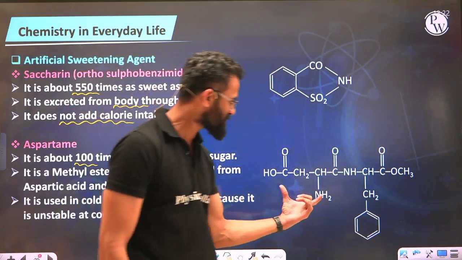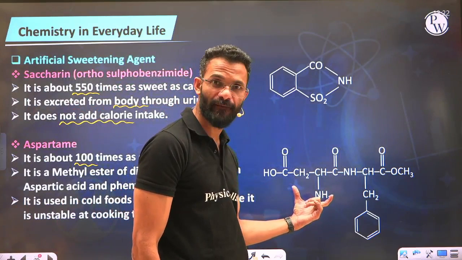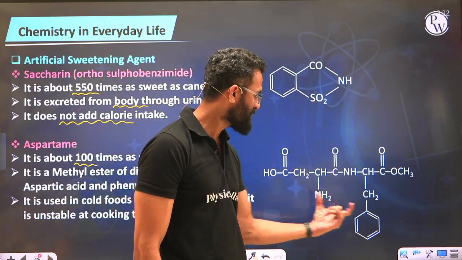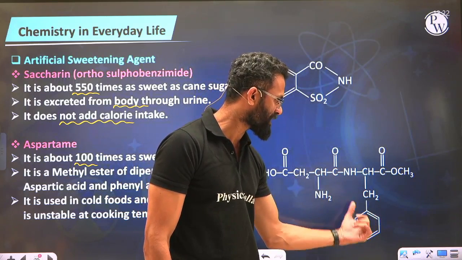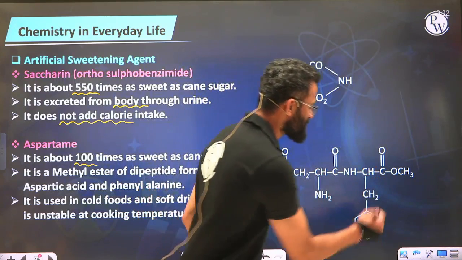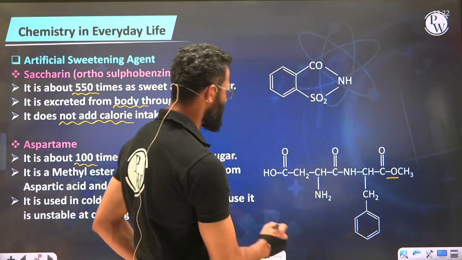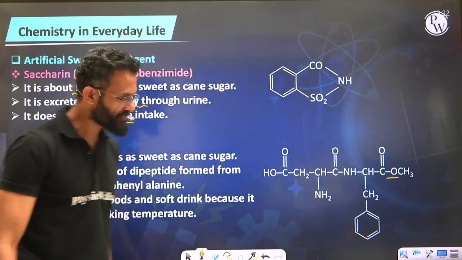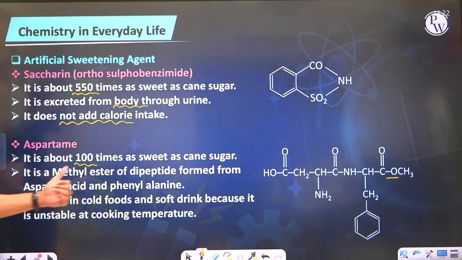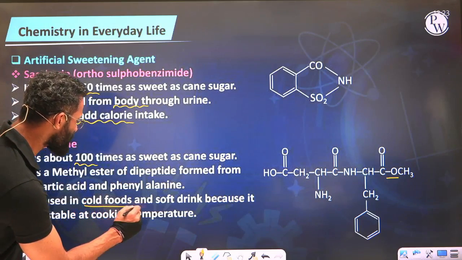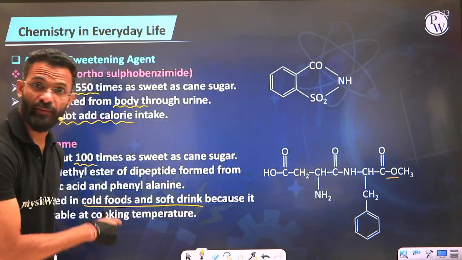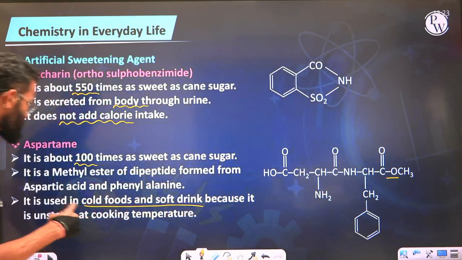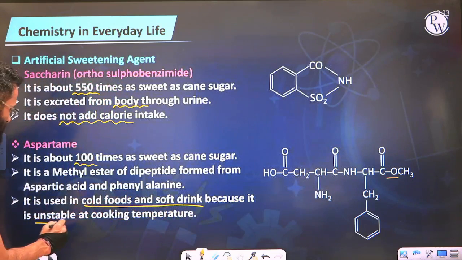The first part in the structure corresponds to aspartic acid, that is an acidic alpha amino acid, and there is another alpha amino acid called phenylalanine, and this is the ester of those alpha amino acids. So it is a methyl ester of a dipeptide formed from aspartic acid and phenylalanine. And where do we use it commonly? It is used in cold foods and soft drinks. And why so? Remember, this is important, because aspartame is unstable at cooking temperature.